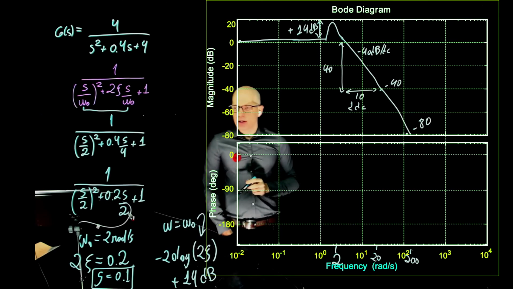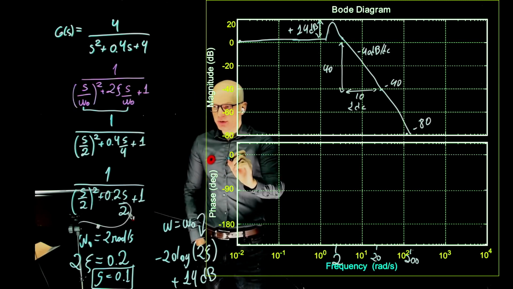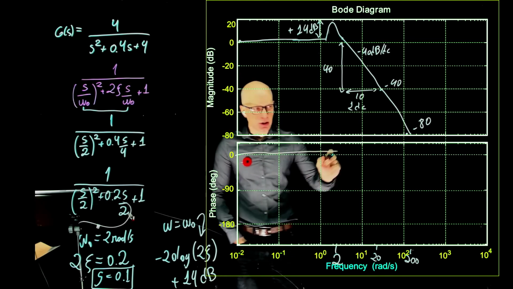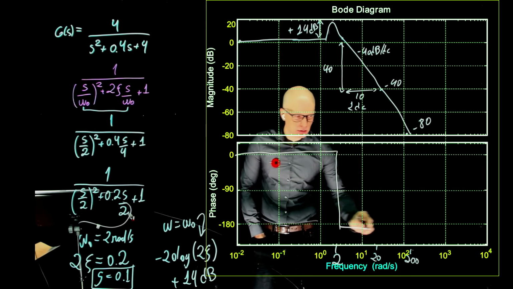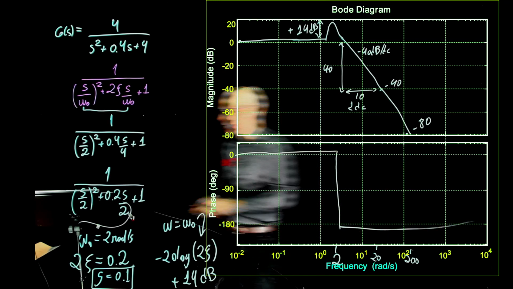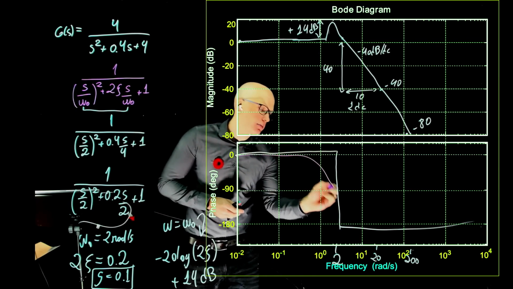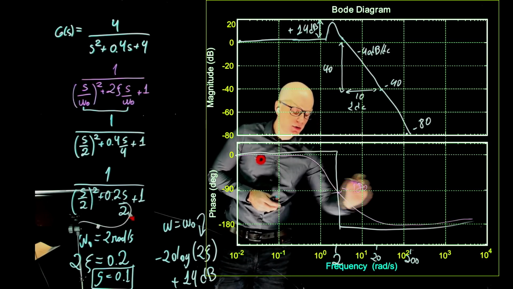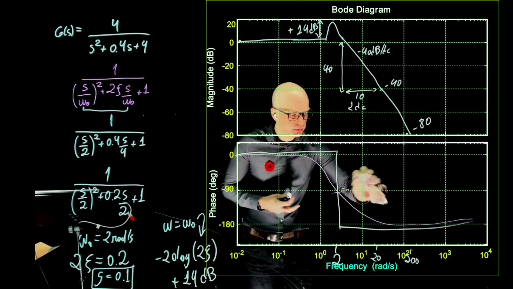Phase. What happens to the phase? Well, the phase is easy. You only have one complex pole. So the phase goes from 0 to negative 180 at the cutoff frequency. And you can now try to interpolate this, and it should pass by negative 180, no, sorry, negative 90, right in the middle.